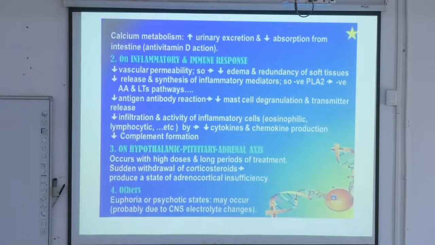Calcium metabolism: glucocorticoids increase urinary excretion of calcium and reduce absorption from the intestine. Now, inflammation. We have already discussed that glucocorticoids reduce inflammation. And how do glucocorticoids reduce inflammation? Two ways: through glucocorticoid receptors in the cytosol and in the membrane.